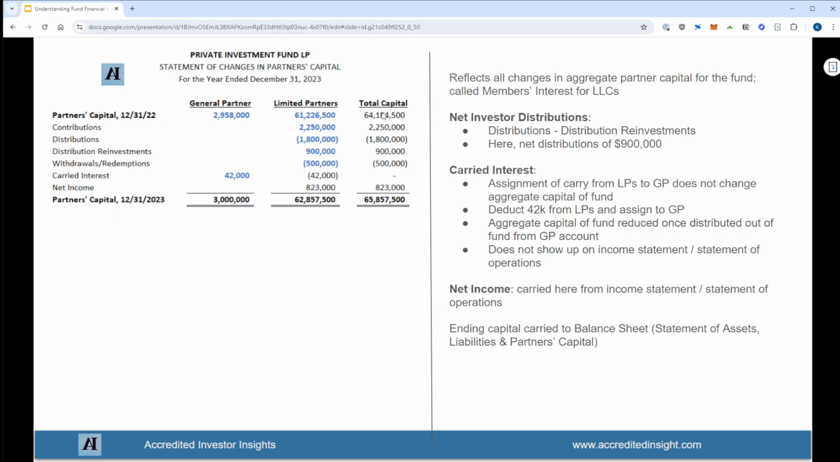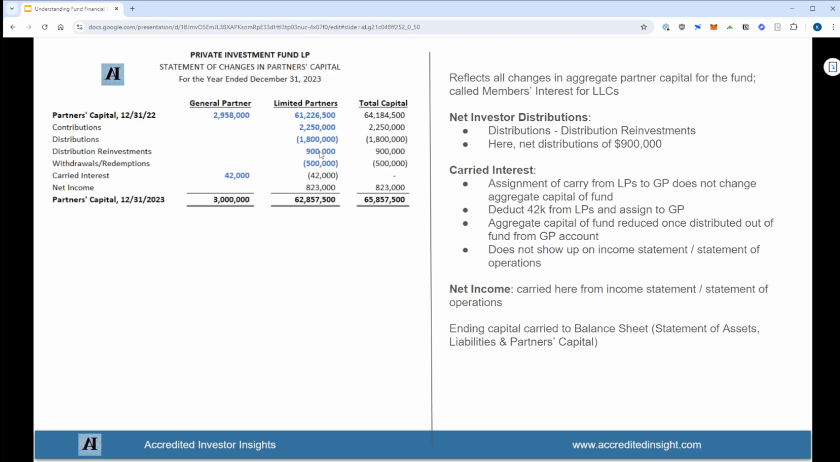And the total capital column on the far right is just a sum of the first two, the GP and LP columns. Starting with partners' capital, we have in the beginning the first two together. We have contributions first of 2.2 million, right? This is investor contributions into the fund during the period.